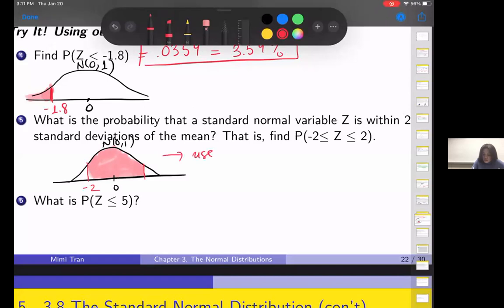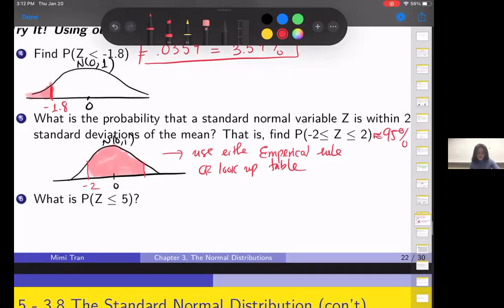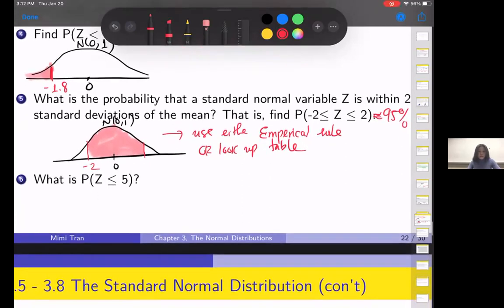So you can use either the empirical rule. By the way, in the book, I think they put it as a 16, 95, 99 rule, something like that, but I always call it the empirical rule. Empirical rule or lookup table. So the answer is roughly 95%. Very good.